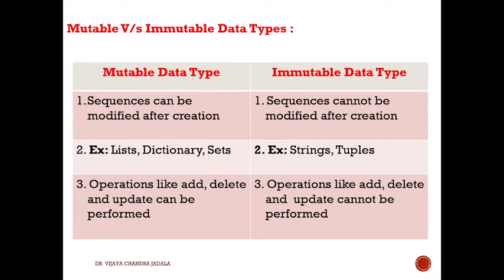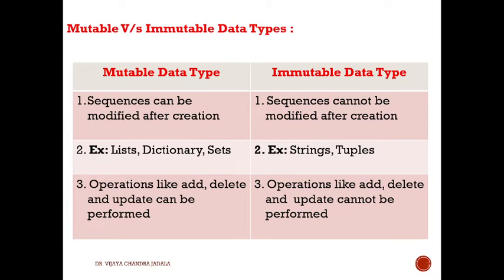What is the difference between mutable and immutable data types? If a sequence can be modified after creation, it is called a mutable data type. Examples of mutable data types are lists, dictionaries and sets. Whereas immutable data types are sequences that cannot be modified after creation, for example strings and tuples. In mutable data types, operations like add, delete and update can be performed, whereas in immutable data types, they cannot be performed.